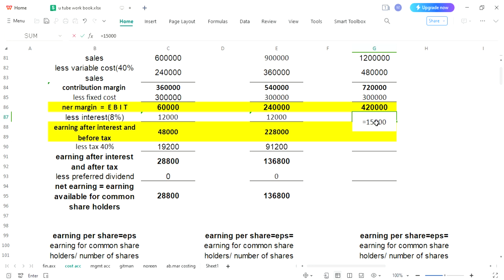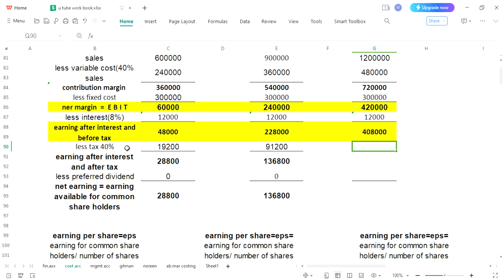150,000 over here. It is easy to copy and paste, but since manual working is for students, Excel would not be provided, so I am doing absolutely manual working. So 150,000 amount of debt, and you will calculate 8%. So multiply by 8 divided by 100. So we have got our amount of interest, after which earning after interest would be calculated by subtracting interest from EBIT. 420,000 EBIT and 12,000 was the amount of interest. So we have got earning after tax or after interest.